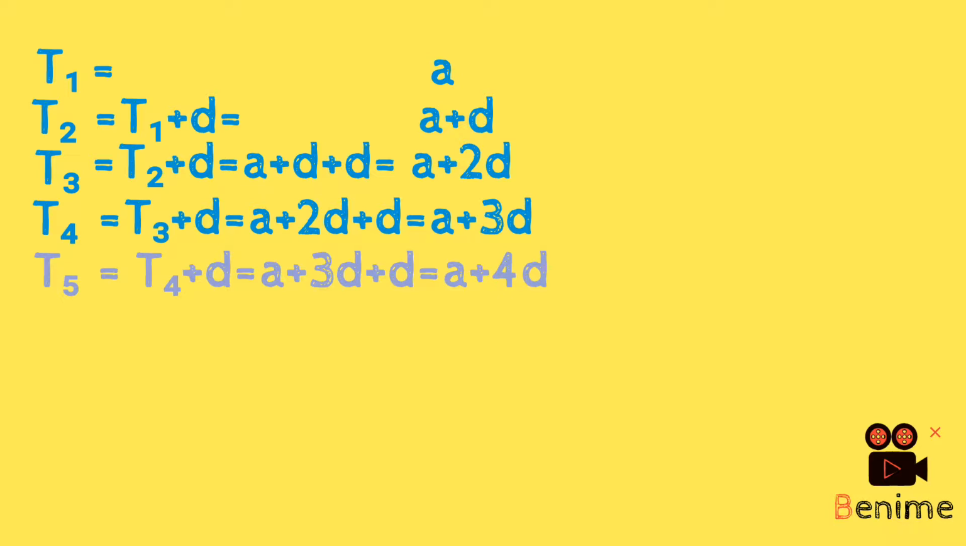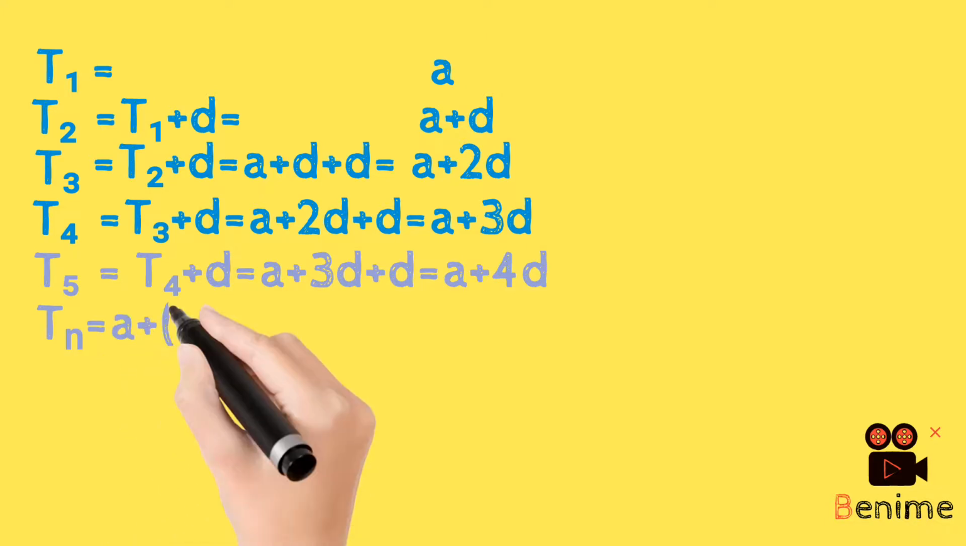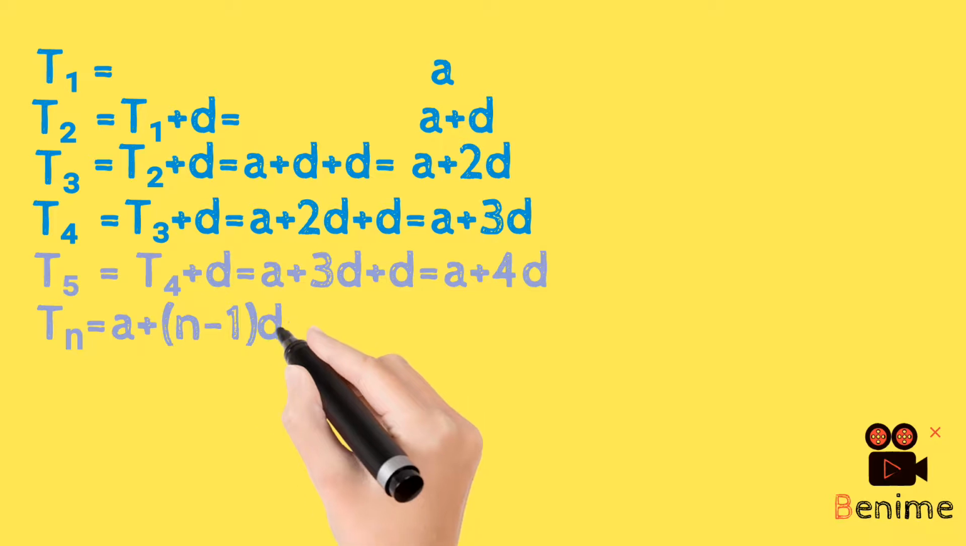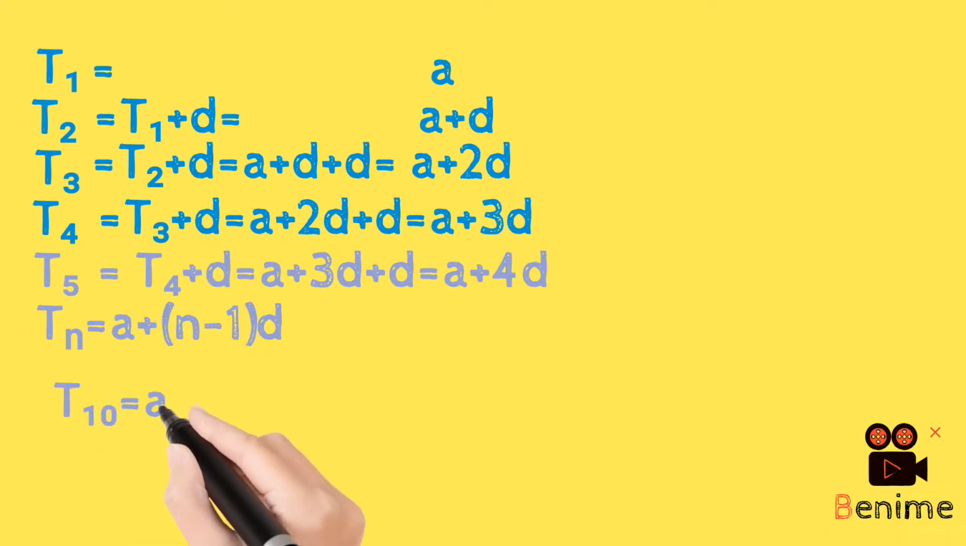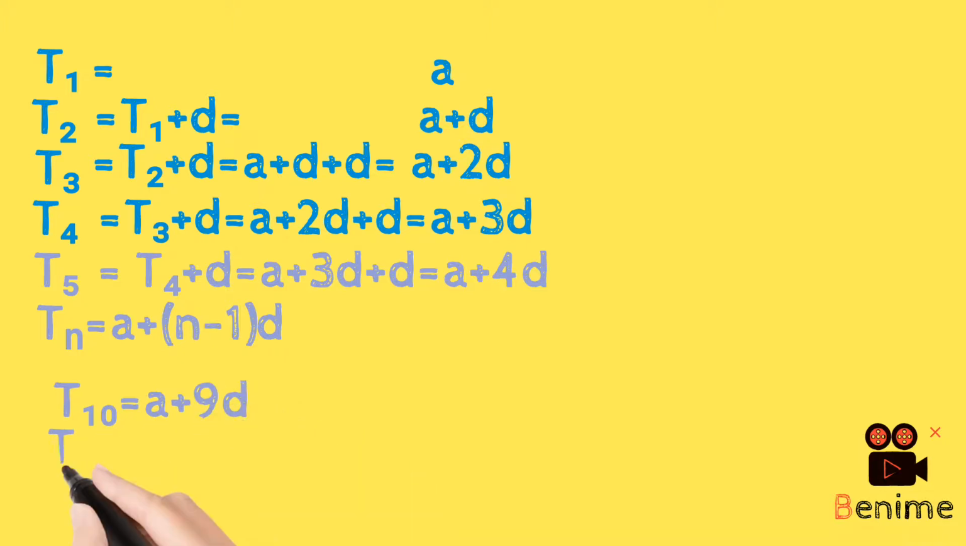So the general formula for the nth term is Tn is equal to A plus, open bracket, n minus 1, close bracket, D. The n minus 1 is just illustrating the fact that you reduce the term by 1. So if you're looking for the 10th term, it will be A plus 10 minus 1, that will be 9, A plus 9D.